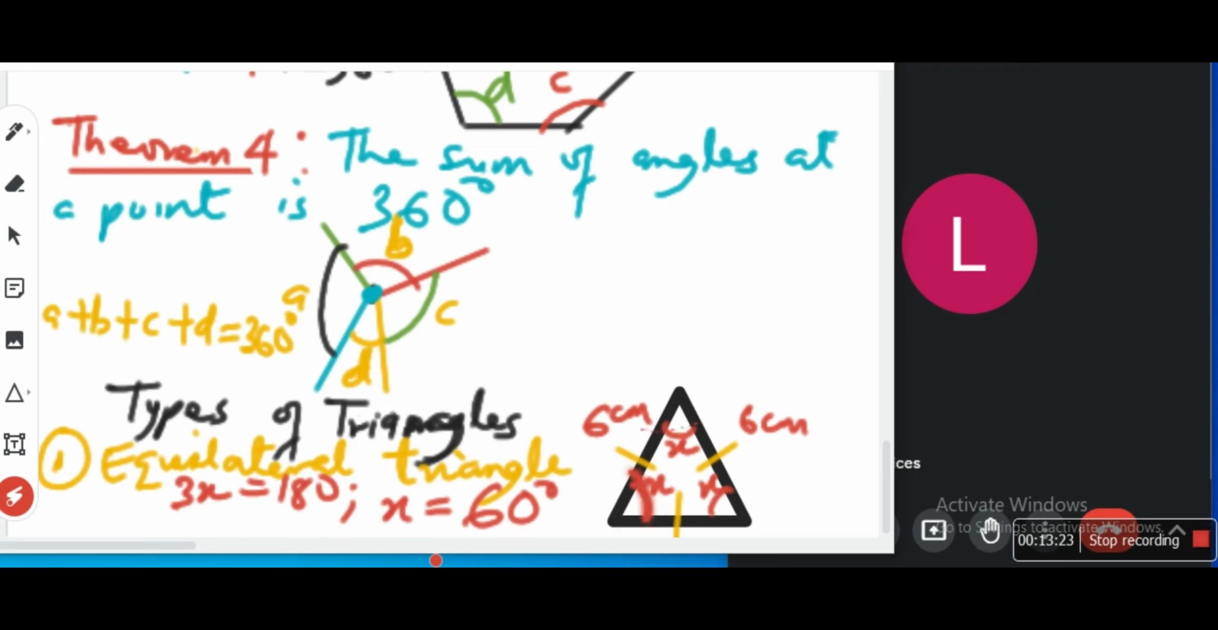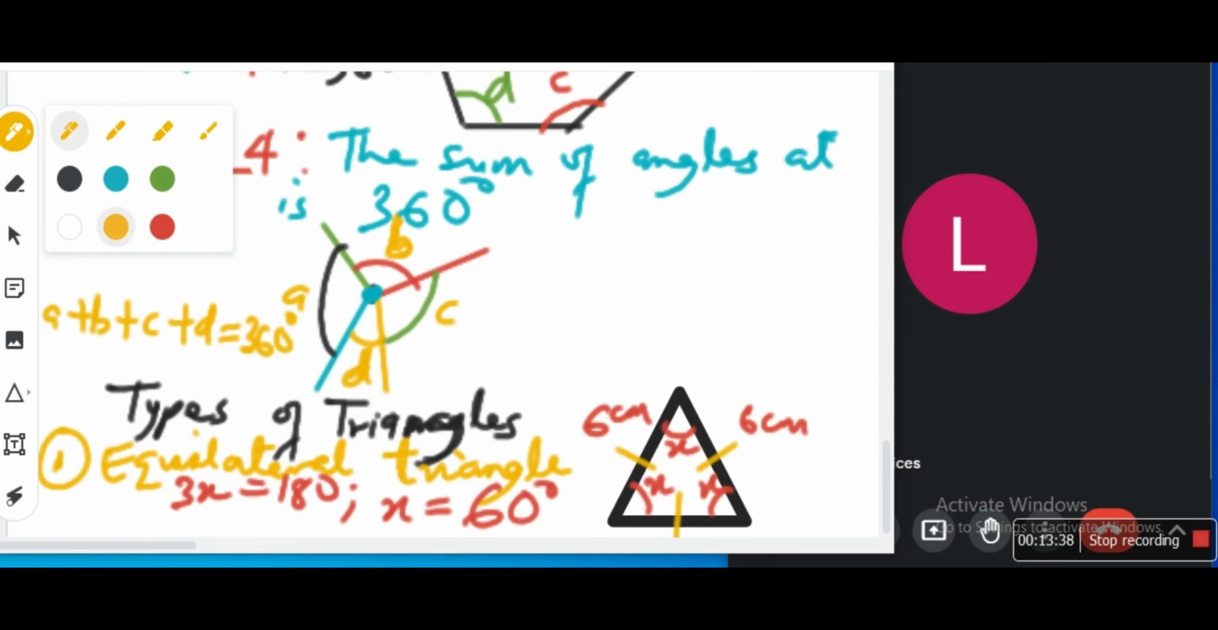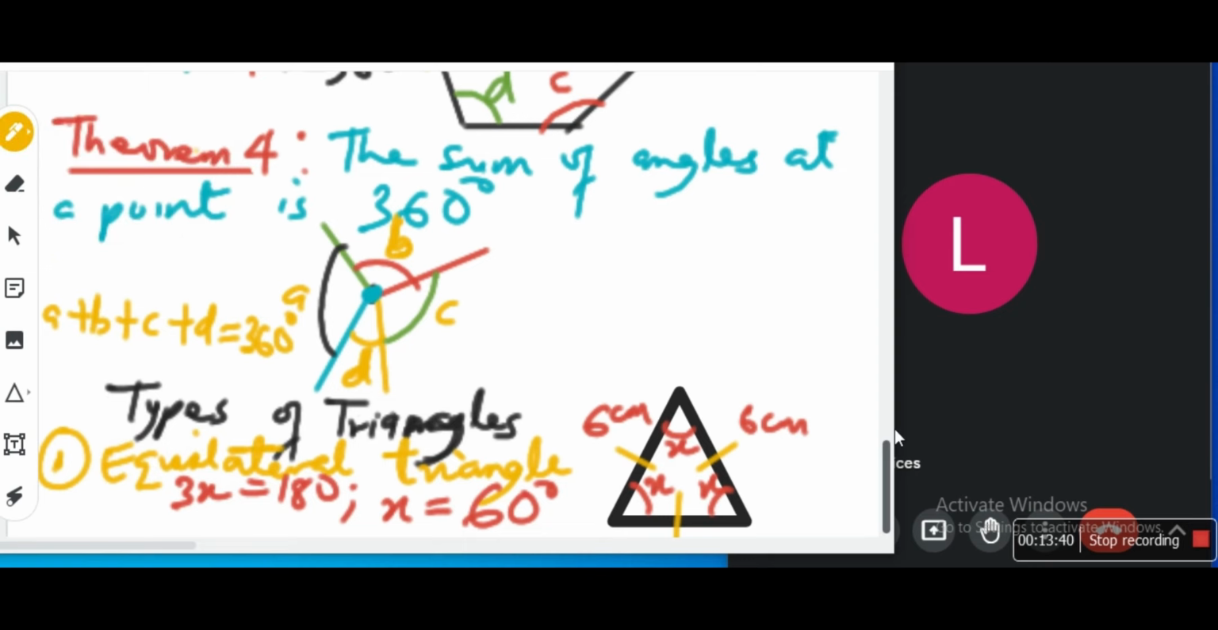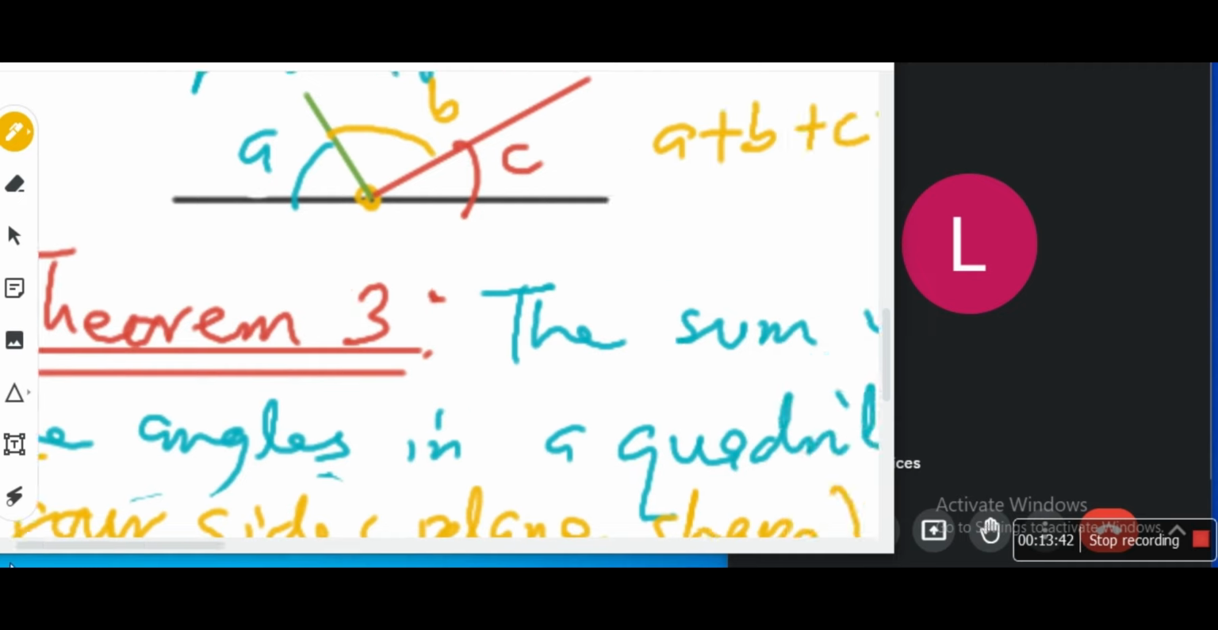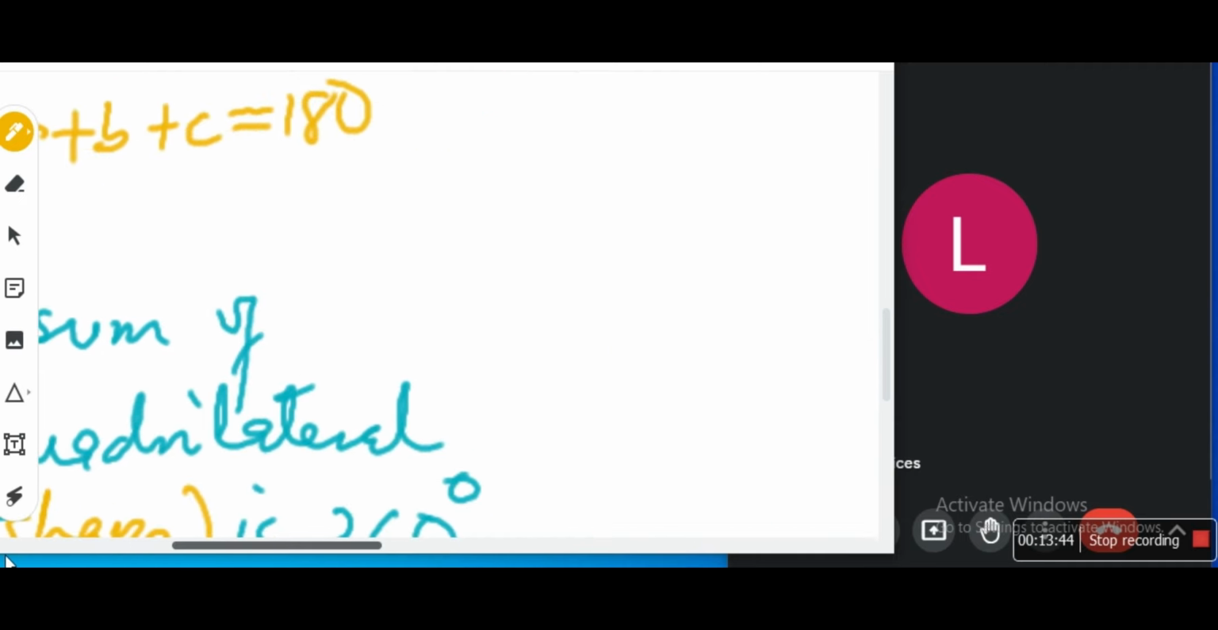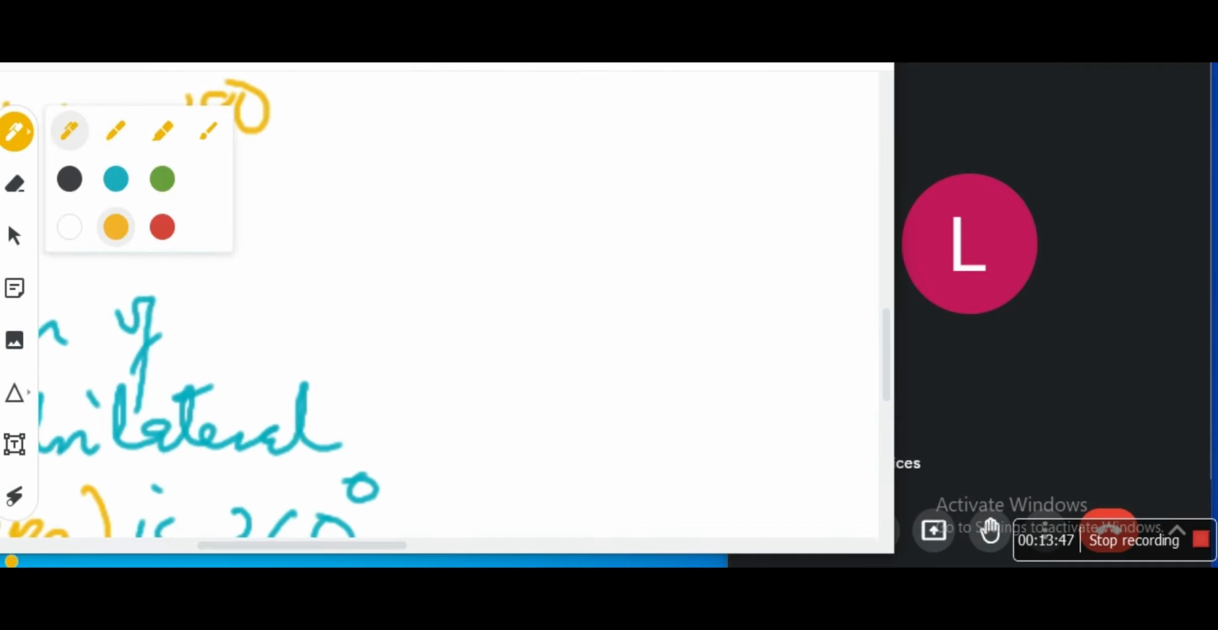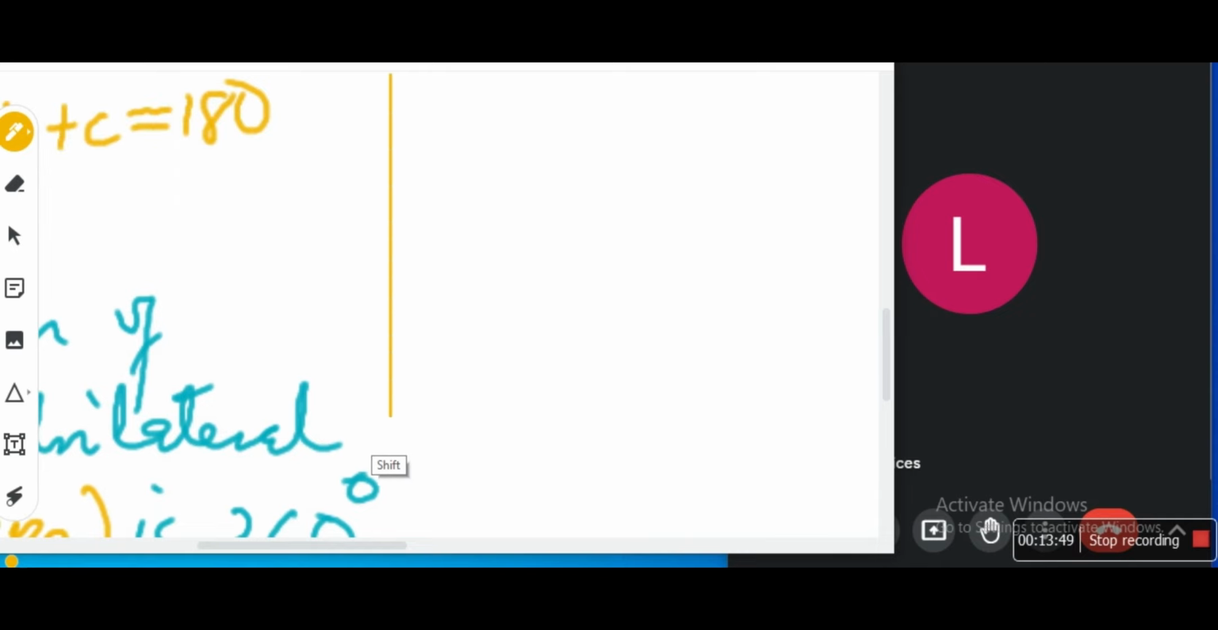Since the angles are all equal, the sides are also all equal. That's for equilateral triangle. Equilateral, equal line. A triangle where all the lines are equal, a three-sided shape. And I showed you how to represent the equal lines. Okay, we can look at another type of triangle. I can call triangle 2 isosceles.